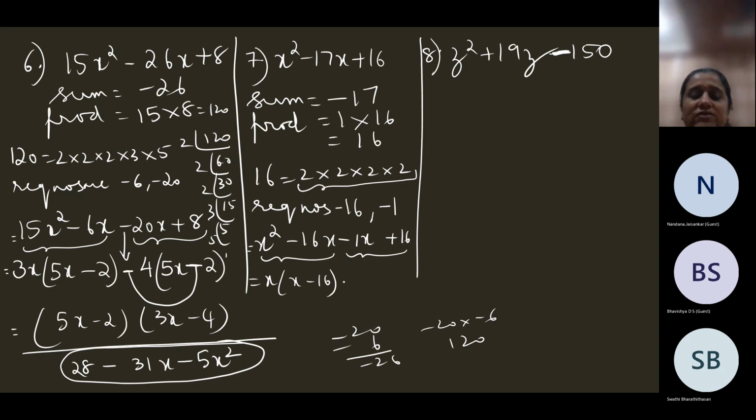So 1. If nothing is common, 1 is common. So minus 1, this minus will come down as it is. 1 into x, minus into minus is plus 16. So that will be x minus 16 into x minus 1. If there's nothing common, that means 1 is common. So you should bring out 1.